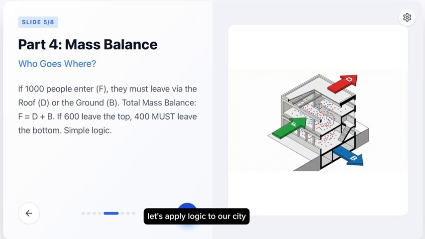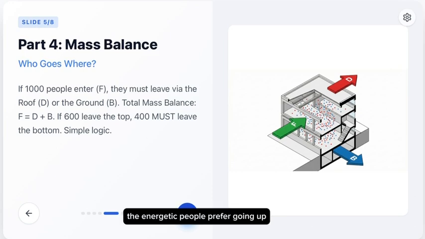Let's apply logic to our city. Imagine 1,000 people enter the building. They must leave from either the rooftop exit distillate or the ground exit bottoms. This gives us the simple rule. Total mass balance. F equals D plus B. If 1,000 enter and 600 leave from the roof, then 400 leave from the bottom. Simple. Now for the component balance for the more energetic people.